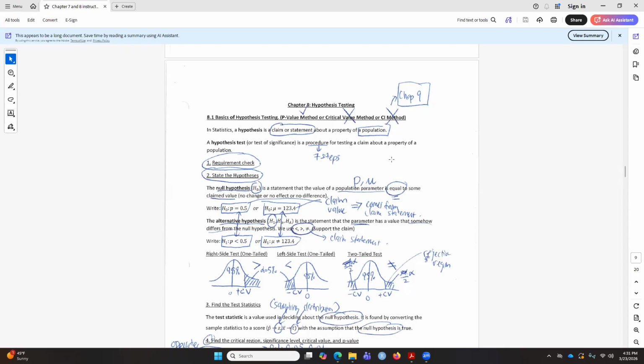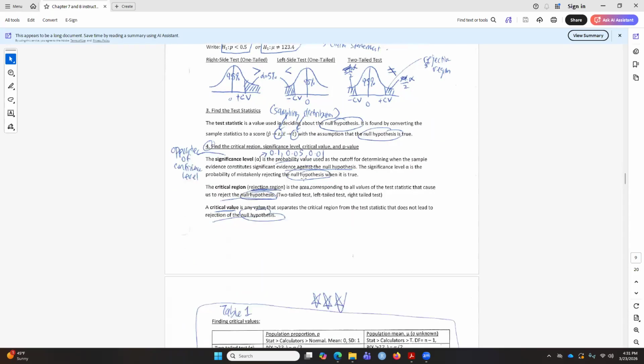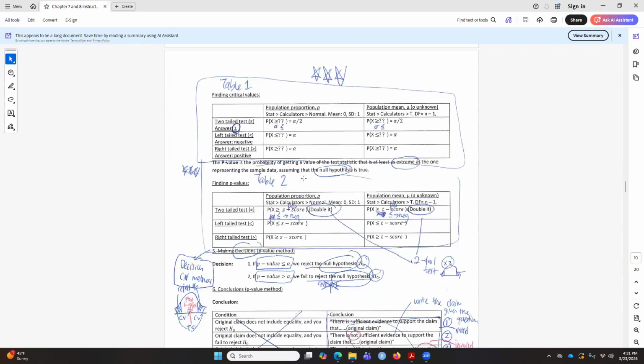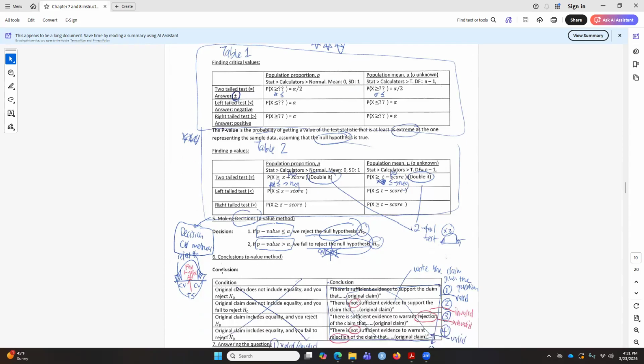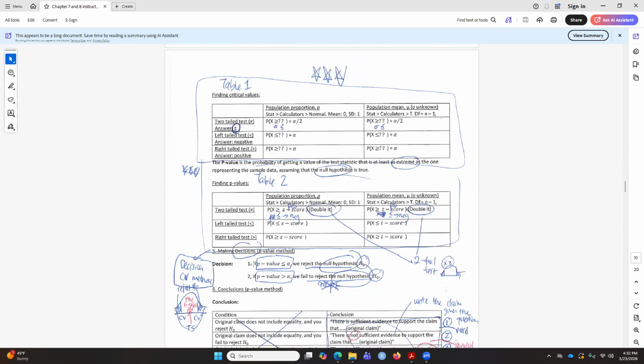So in 8.1, when we do the basics of hypothesis testing, one thing I will point out here is these tables are very important. Table 1 that you see right here is for finding critical values. Table 2 is finding p-values, and then Table 3 is drawing conclusion. For StatCrunch, we will talk about Table 1 and Table 2. So how you find critical values.